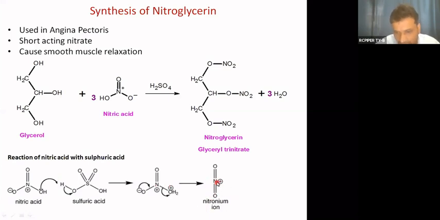Then this nitronium ion nitrogen will be attacked by these oxygens, and hydrogen will be replaced by NO2. So in this way, look here now, hydrogens are replaced by NO2 by the nitrating mixture, which generates the nitronium ion, and 3 water molecules will be released. So this is the synthesis of nitroglycerin.